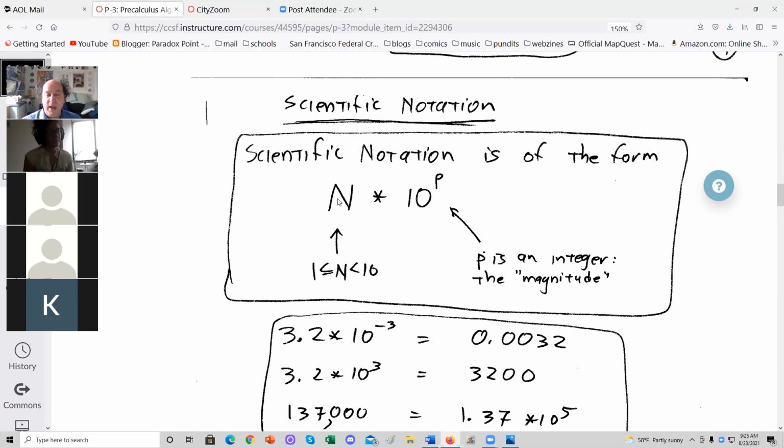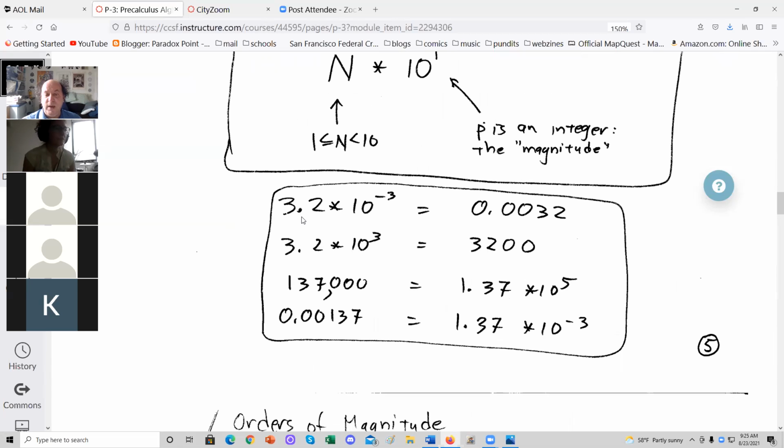It's of this form: n times 10 to the p. N is a number between 1 and 10, at least 1 and less than 10, and 10 to the p. P is a whole number, an integer, called the magnitude. So for example, here's 3.22 times 10 to the negative third.